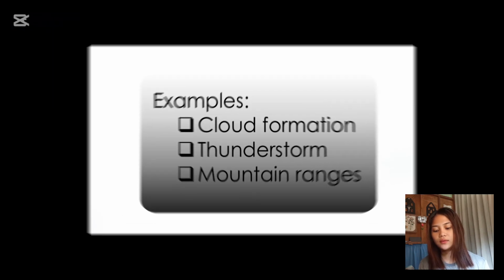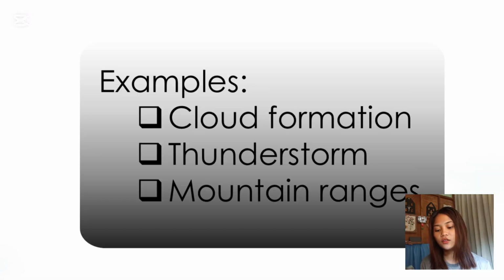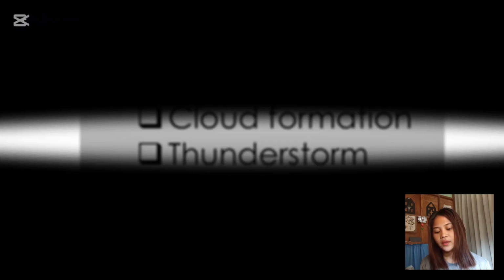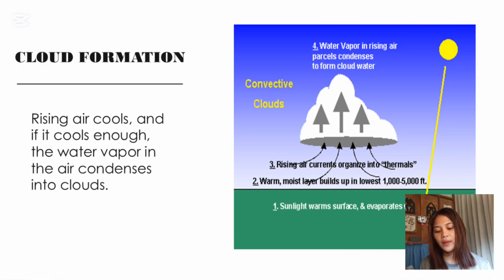Examples of this are cloud formation, thunderstorms, and mountain ranges. The earlier examples were about rising air cools. The first is cloud formation. If rising air cools enough, the water vapor in the air condenses into clouds.